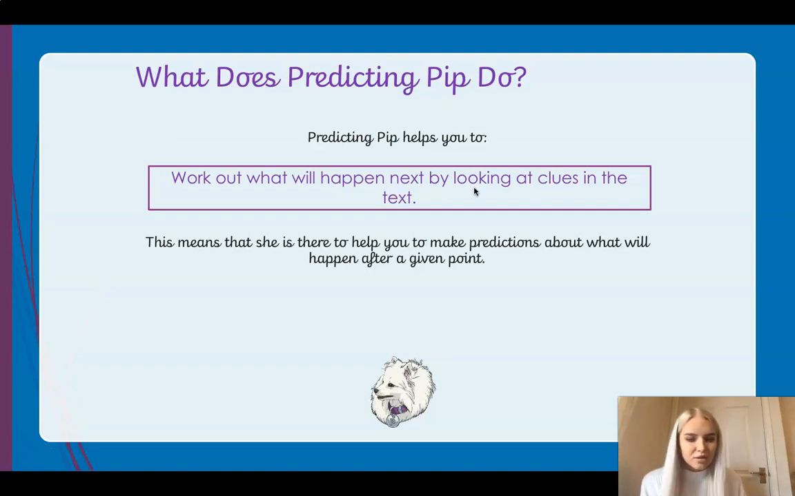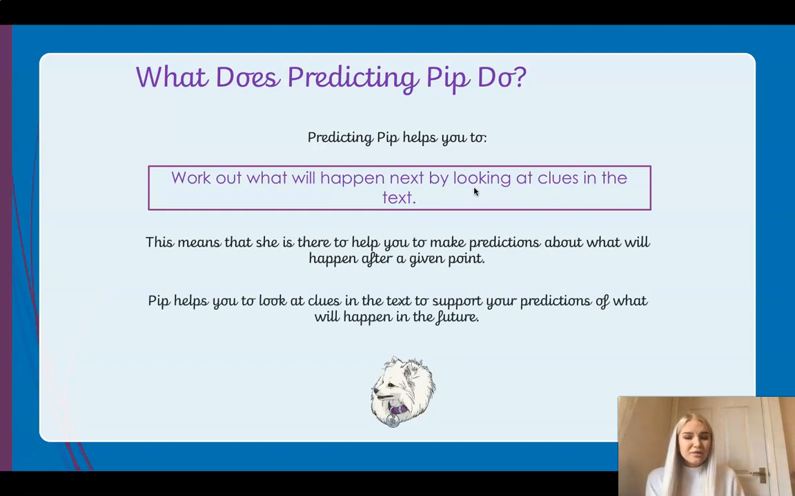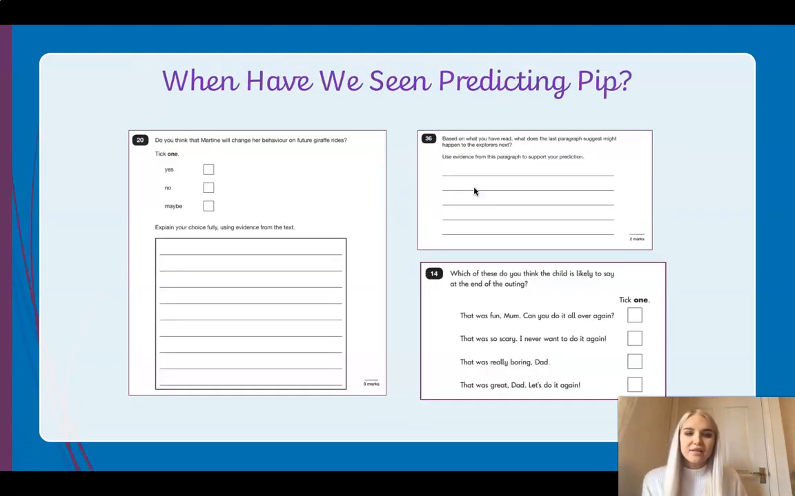And when we make predictions, Year 4, it's not like when we retrieve information, because when we retrieve information, the answer is always there. But when we make predictions, we have to use what we know and what we are given to help us make predictions about what we think might happen next. So it's a bit trickier, but I think we'll all still be able to do it, okay? And also Predicting Pip helps you to look at the clues in the text to support your predictions of what will happen next.